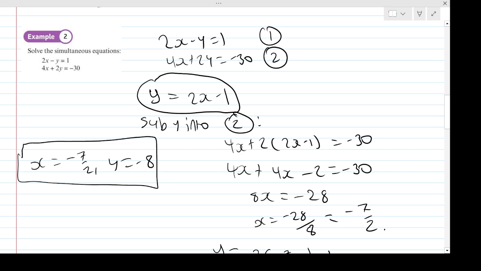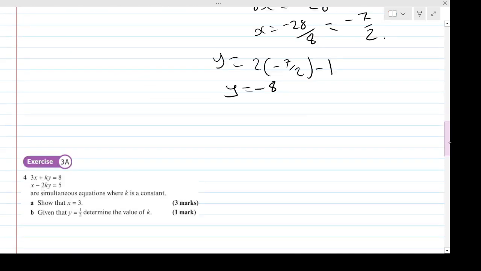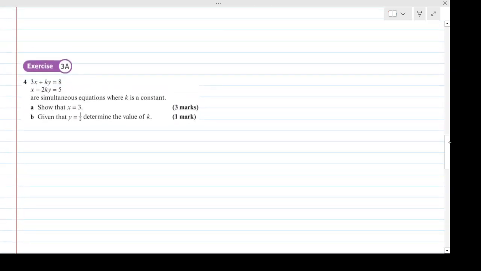As you can see, in the last section with quadratics we looked at solving quadratic equations with the calculator. Now we can solve simultaneous equations with the calculator. Cool. Okay, so we're going to move on then. We're going to look at some more examples.